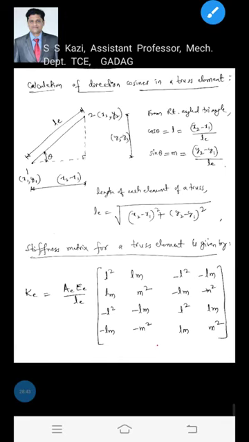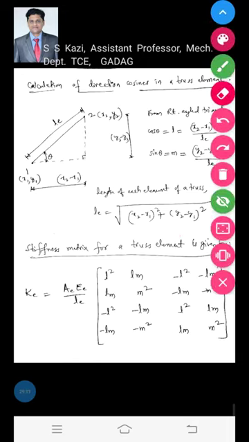For a bar element having two nodes, at each node there is only one DOF, one unknown. Hence there are two unknowns, and the order of the matrix will be 2 cross 2. But in a truss element, at each node there are 2 degrees of freedom, two unknowns: x and y components of displacement. Hence for a single element of a truss having two nodes, there are 4 DOFs, 4 unknowns. Hence the order of the matrix will be 4 cross 4.